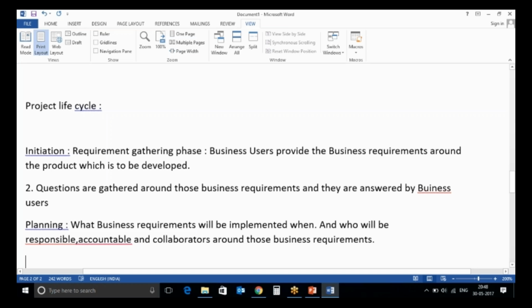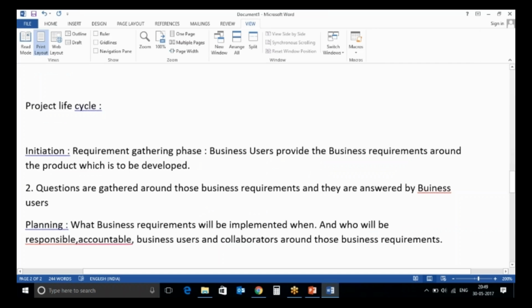We need to analyze and make a decision on who is going to be responsible for implementing a business requirement, who are the people accountable for it, who are the business users for which this requirement is being implemented, and which are the different teams that are going to collaborate to implement this business requirement. So this is what happens in the planning phase.